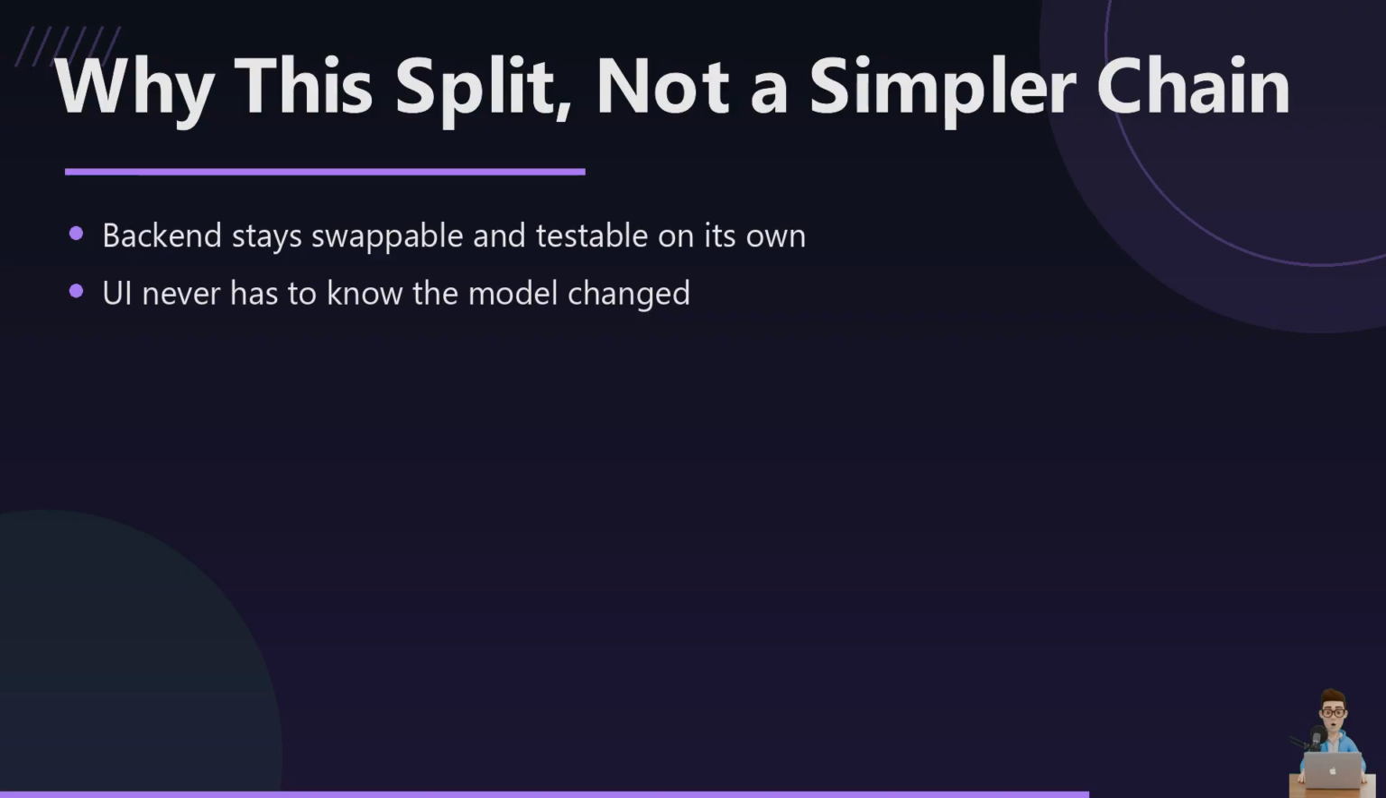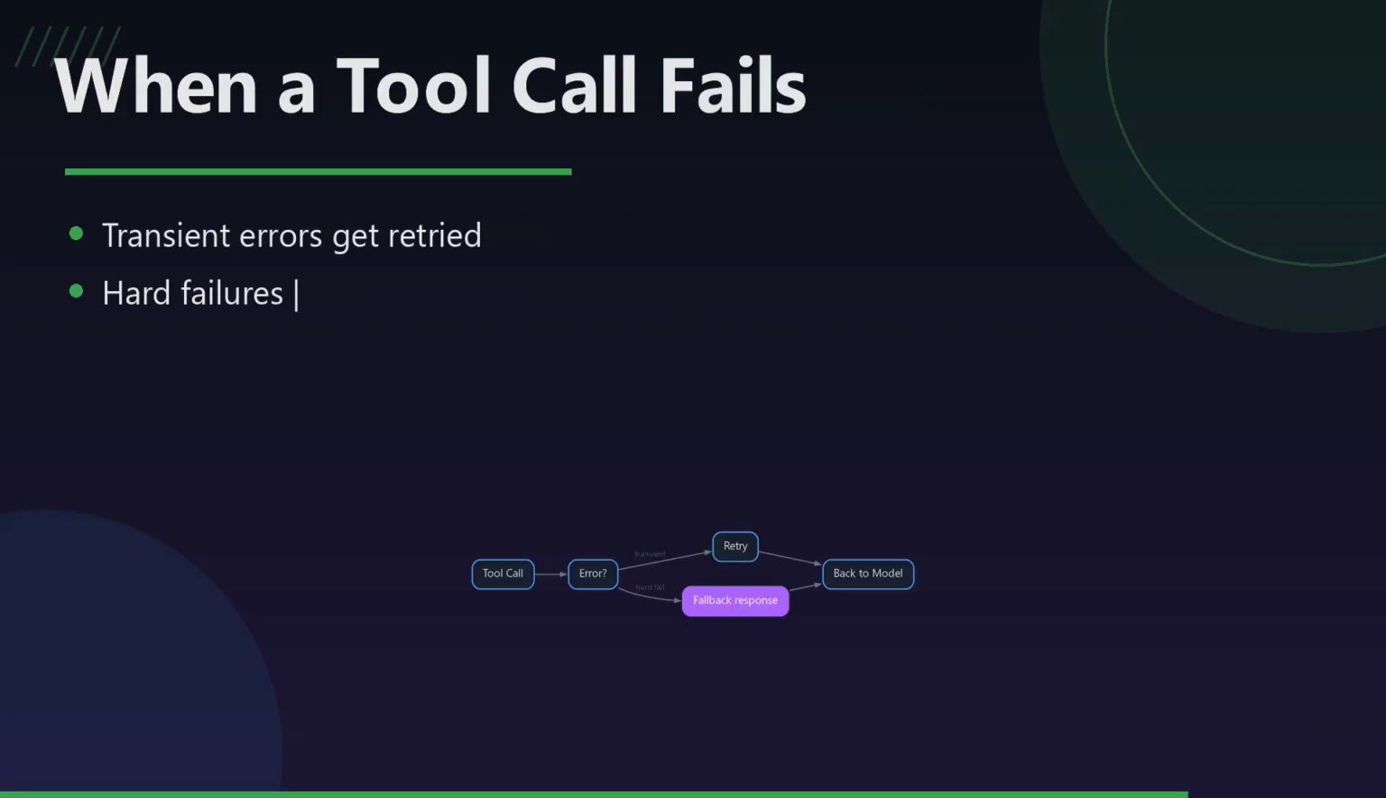Keeping JSON HTTP as the only contract means I can rip out the model provider or the whole agent logic without touching a single React component. Tools will fail. A timeout, a bad argument, an API that's just down. The loop needs to tell the difference between retry this and give up and tell the user honestly instead of the whole agent silently hanging.